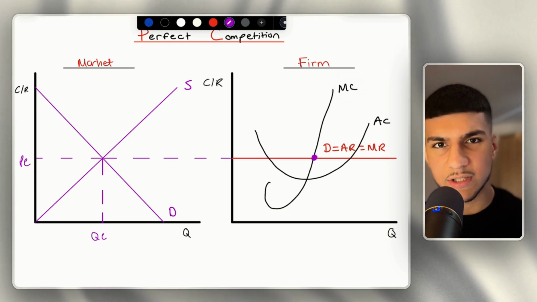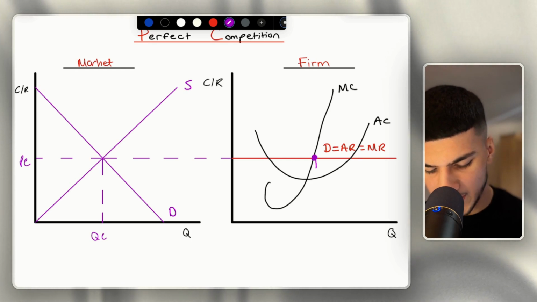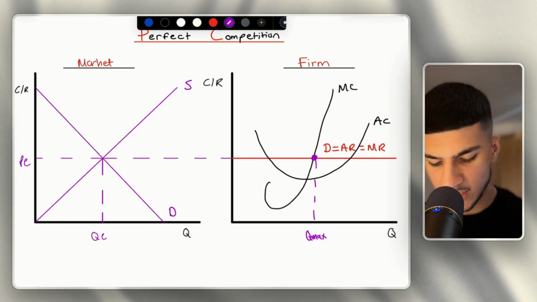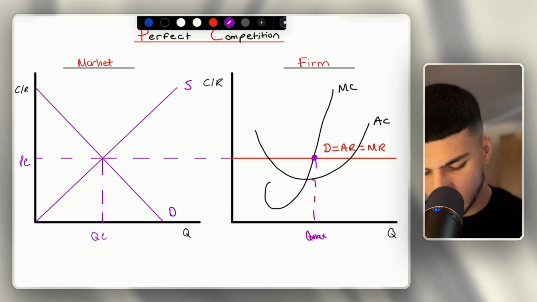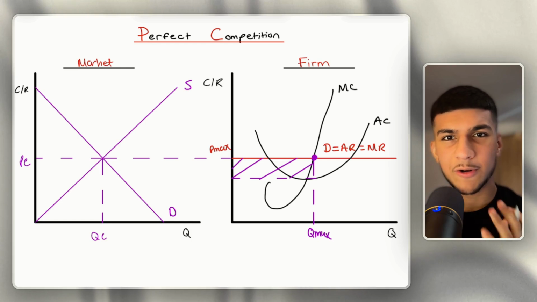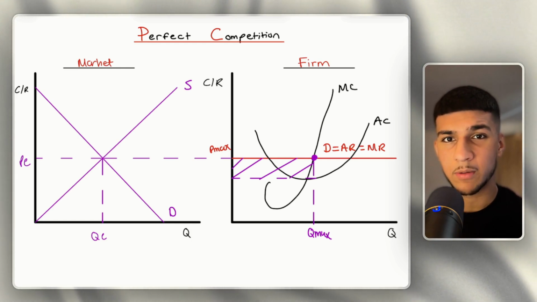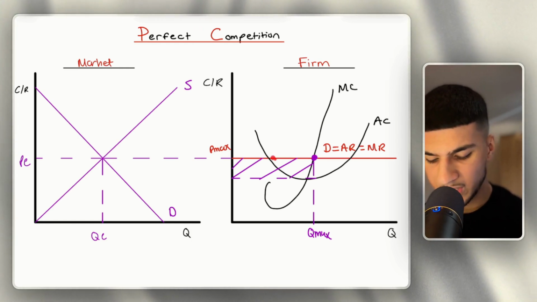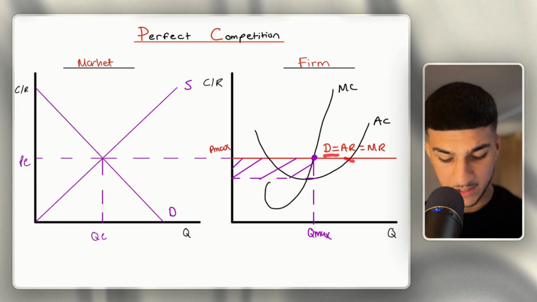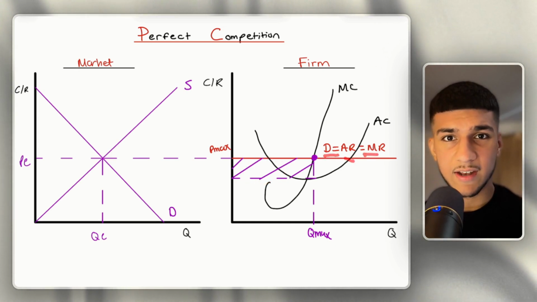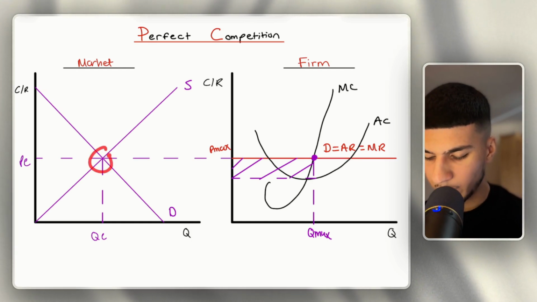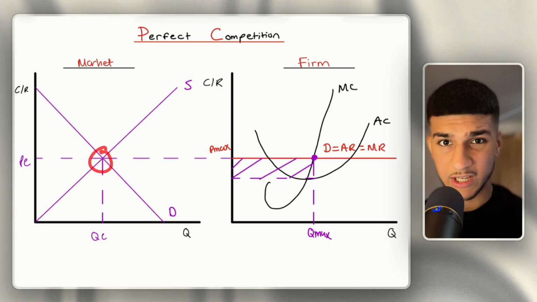From where MC intersects MR, I would go down from there to find Qmax. Then go up from the Qmax quantity until I hit my AC curve. Go left from there. Now this will give me the box of supernormal profit. That's all there is for the perfectly competitive market diagram. Just make sure you remember, firstly, label up the box of supernormal profit. Make sure to remember your demand curve equals AR equals MR, and the way you derive your firm's demand curve is from the intersection of where supply equals demand on your market curve.